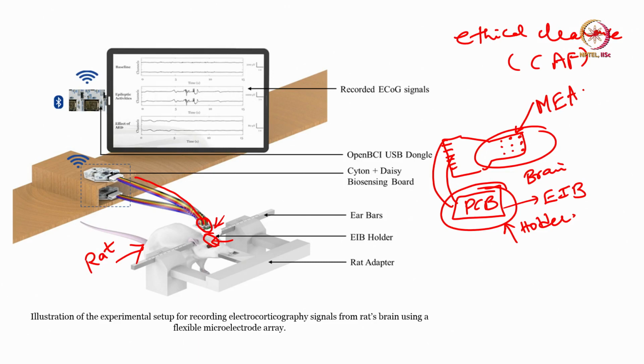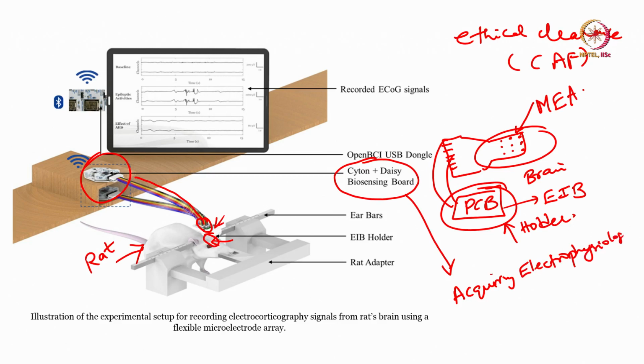You can see that once the electrodes are coming out, this system, if you look at it, is called the Cyton Daisy biosensing board. This is for acquiring the biopotentials. What is this for? Acquiring electrophysiological signals. The electrical signals from the brain are sensed using these electrodes that are there in the MEA. Okay. So, let me take my laser pointer. What am I referring to? Here I showed you the electrodes. From there you can sense it.